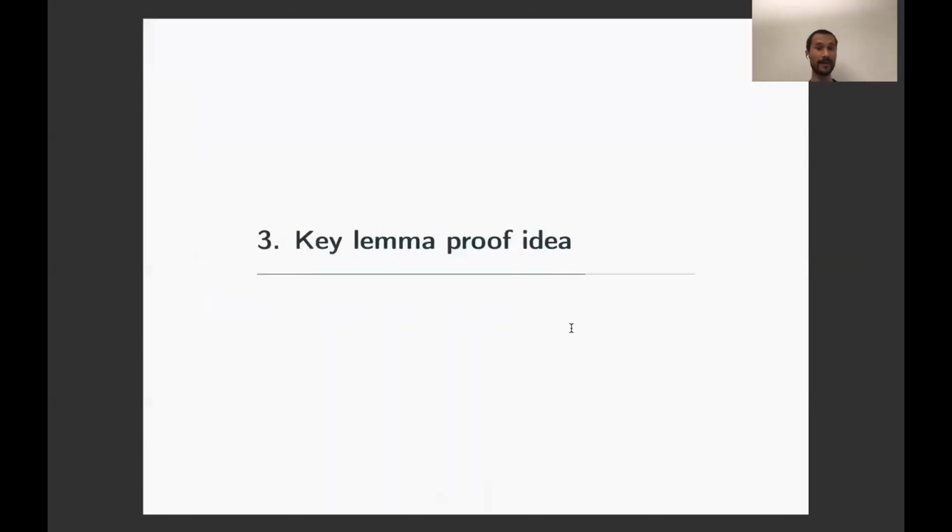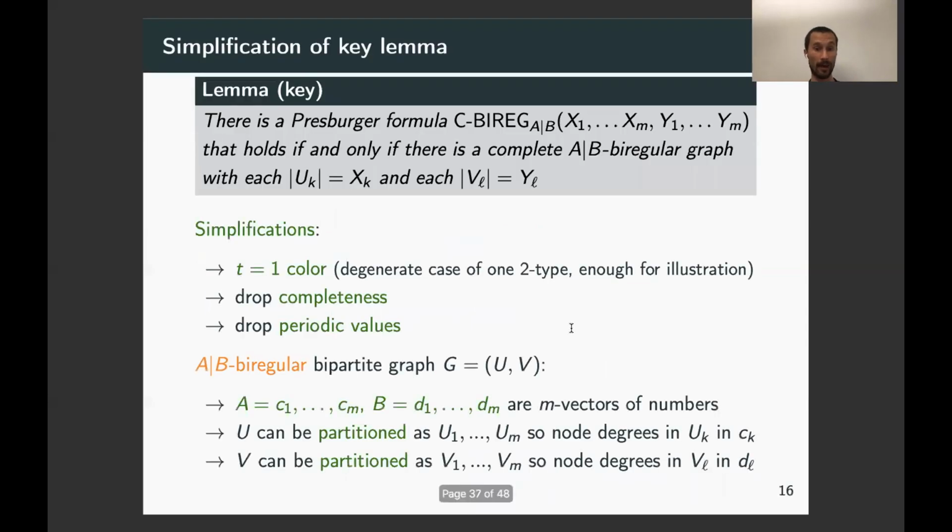Okay, so let me very briefly give you some idea of how to prove this key lemma, that we can describe biregular graphs with a Presburger formula. I will make a couple of very strict simplifications. I will talk about just one color. I drop completeness and I drop periodic values. So now A and B are just vectors of numbers, C1 to Cm, D1 to Dm, and we ask whether U can be partitioned so that the degree of each node in each component is just an element in A or B.